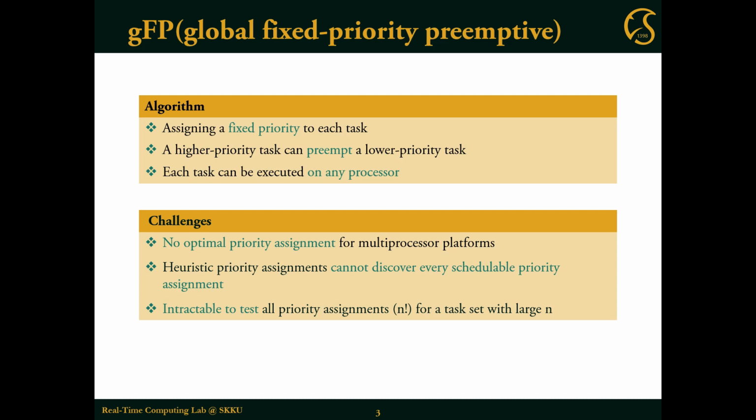GFP also holds some challenges as a scheduling algorithm, such as the non-existence of optimal priority assignments when it comes to multiprocessor platforms. It is also impossible to discover every schedulable priority assignment with heuristic priority assignments. Moreover, doing it exhaustively is out of the question since the time complexity is always over n factorial, where n is the number of tasks.